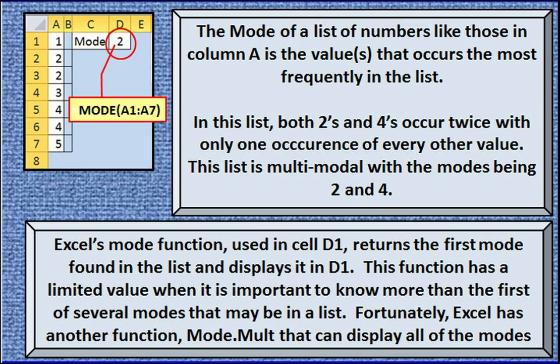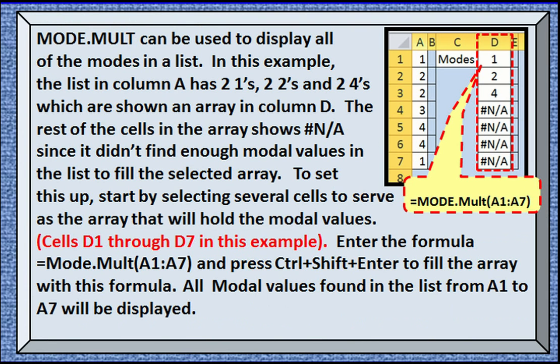Excel's mode function, used in cell D1, returns the first mode found in the list and displays it in D1. This function has a limited value when it is important to know more than the first of several modes that may be in the list. Fortunately, Excel has another function, mode.mult, that can display all of the modes. Mode.mult can be used to display all of the modes in a list.